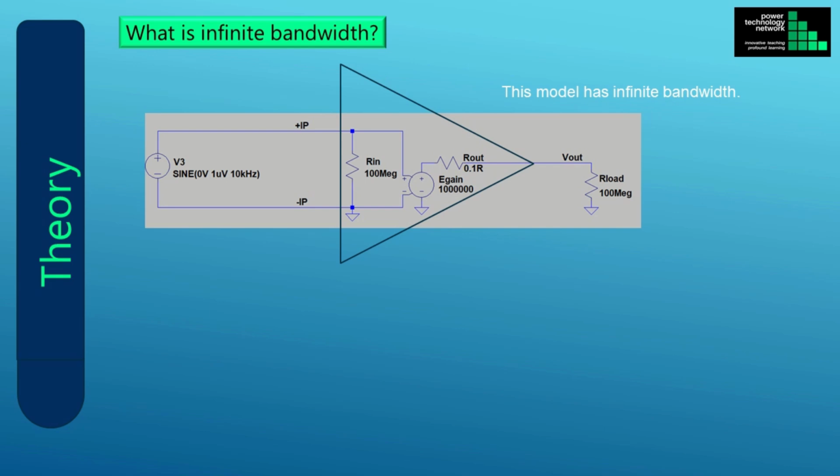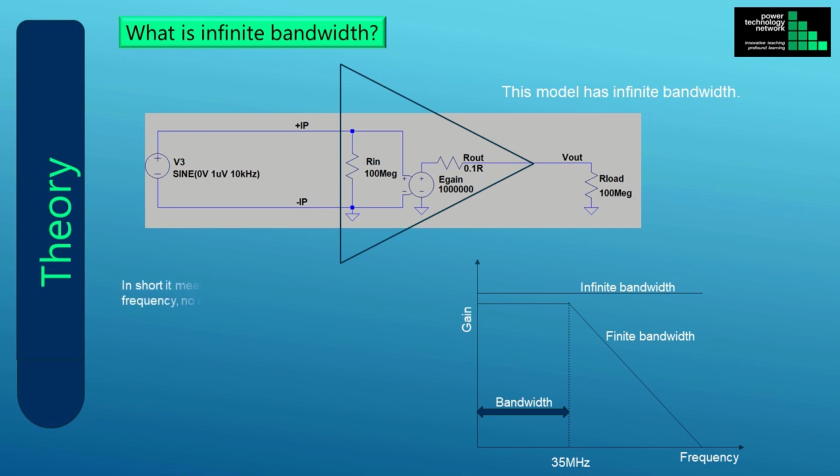This is what the transfer function looks like, for the ideal op-amp and a real op-amp. This diagram also shows the transfer function for an ideal op-amp, which is simply a straight, horizontal line. The transfer function for a real op-amp is horizontal up to the bandwidth frequency, which in this case is 35 MHz. After that frequency the gain drops off.